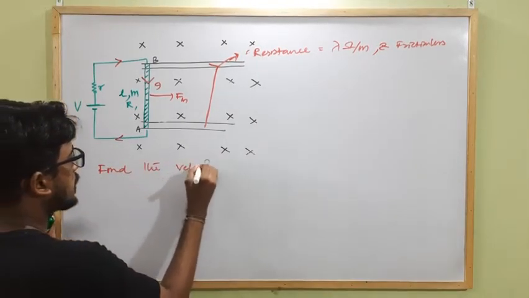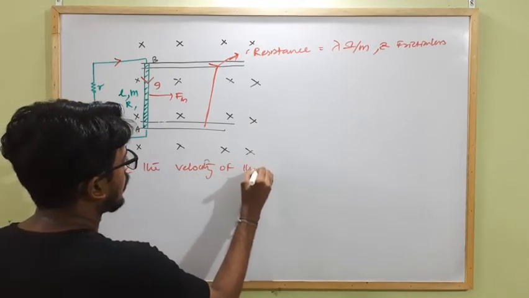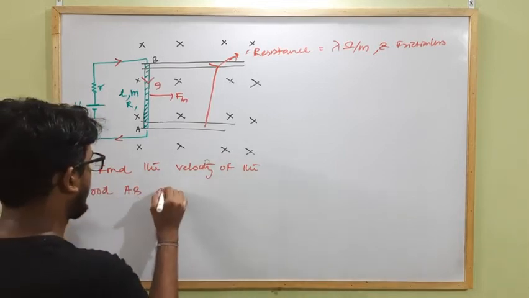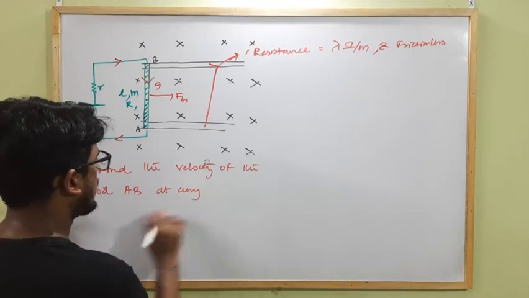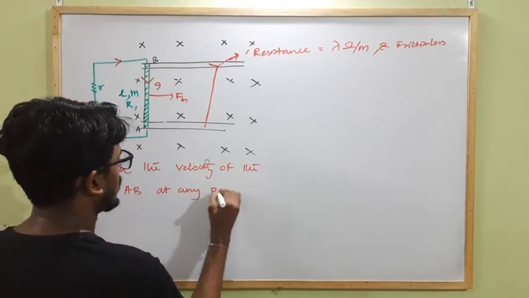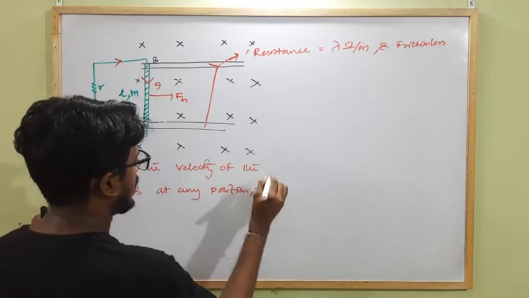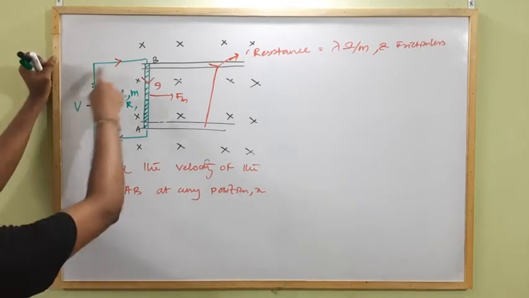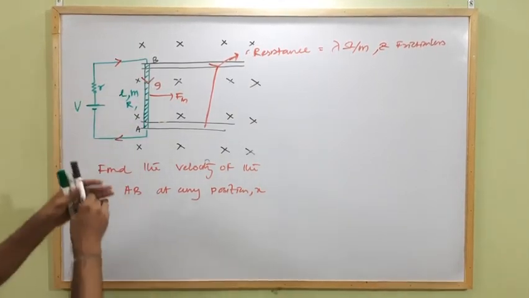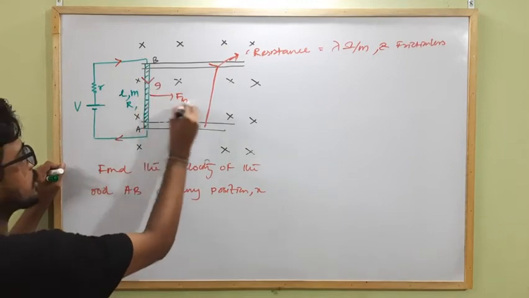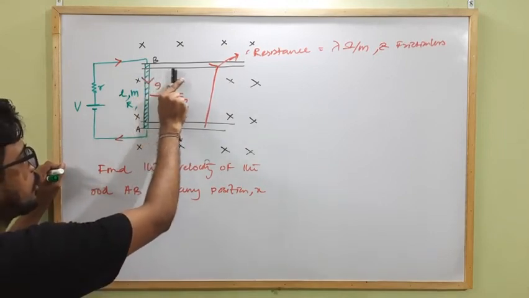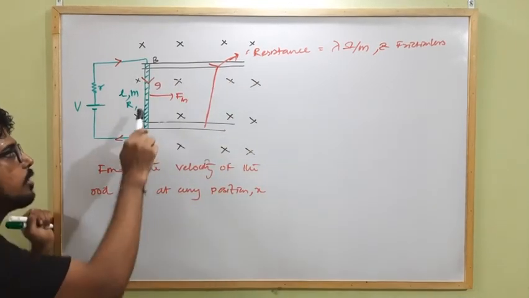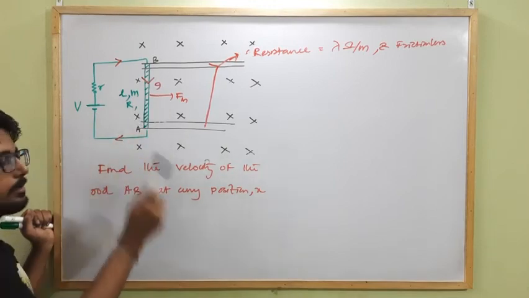the velocity of the rod AB at any position X. Okay, as we know, here the current will flow in this direction I. And the magnetic force will act on this rod along this direction, so the rod will start to move along this direction. But here these rails have resistance lambda ohm per meter. So what will be the velocity of this rod at any position X?